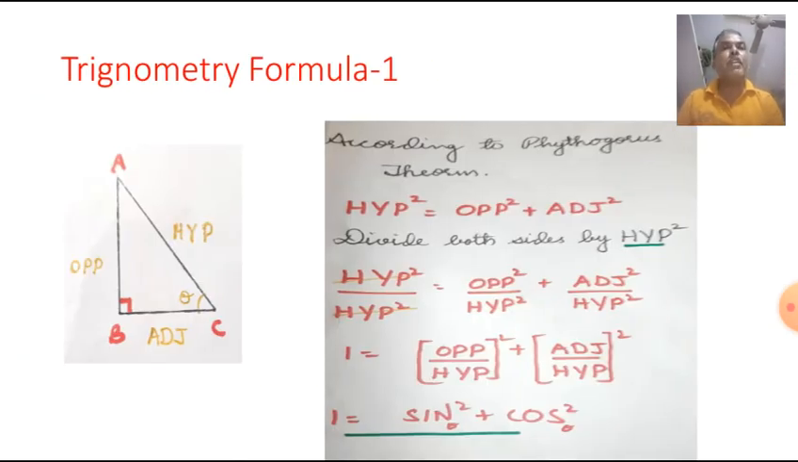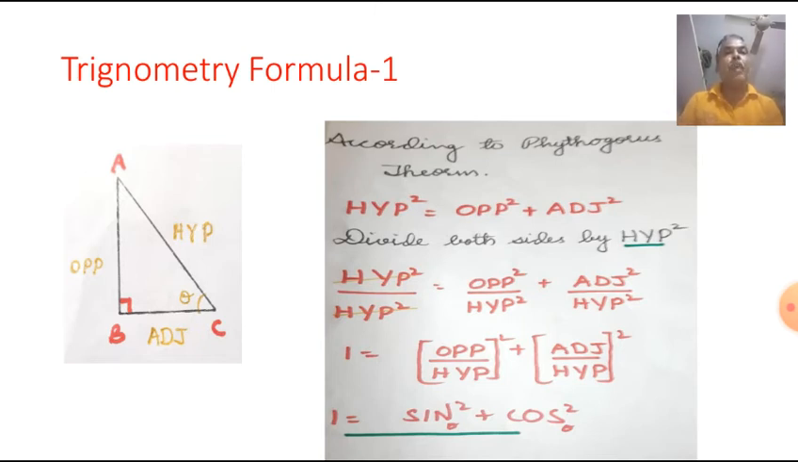So the next topic is trigonometric formulas. Formula number 1. These formulas are very important. So what we have is a right angle triangle ABC, in which AB is the opposite side, BC is the adjacent side, AC is the hypotenuse side. That we studied already in the first as well as in the second session of class.